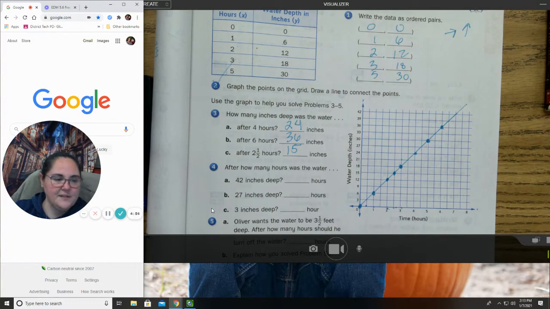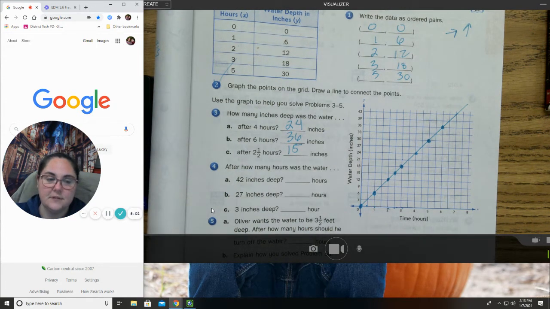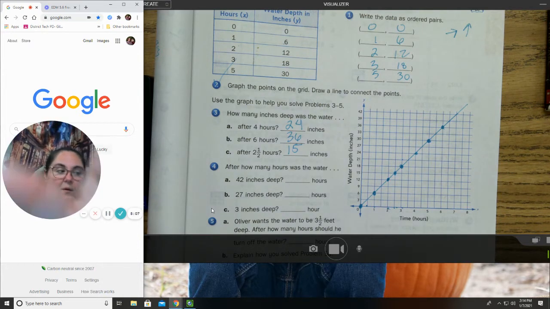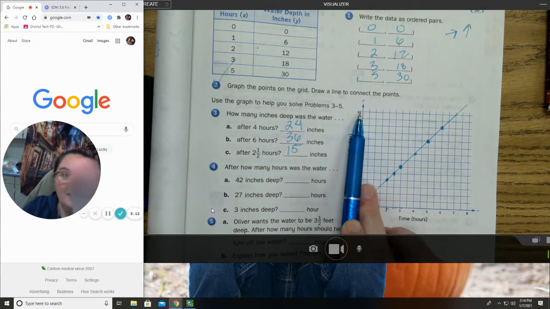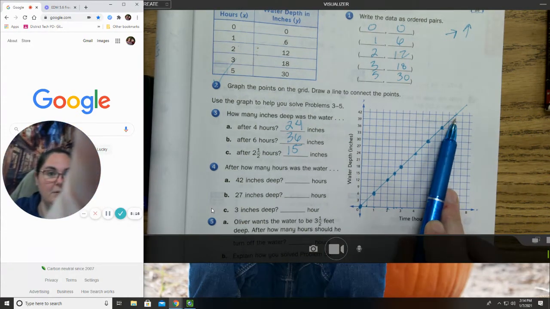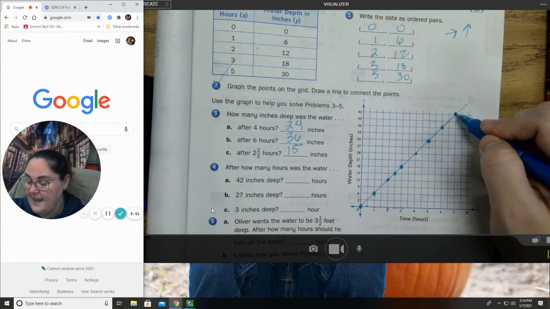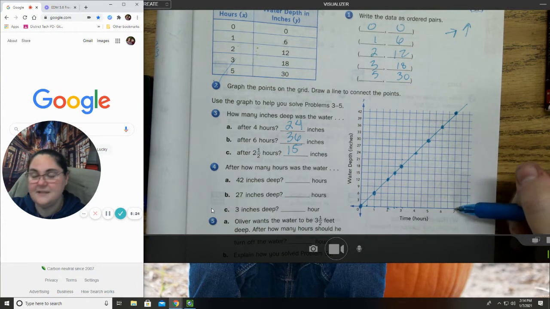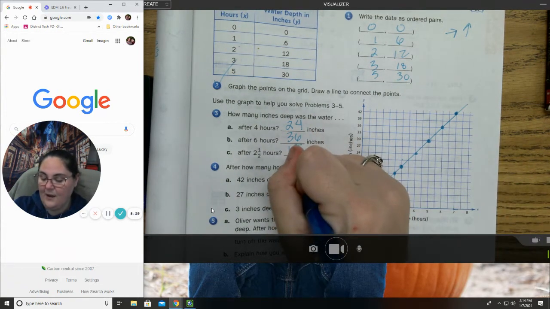After how many hours will the water be 42 inches deep? What am I going to do? Well, I'm going to start by looking at my inches right here, and I'm going to go up to 42. And then I'm going to go over and see where it hits my line. There we go. It hits it right here. And then I'm going to go down and see what time it is. That would hit 42 inches in 7 hours.